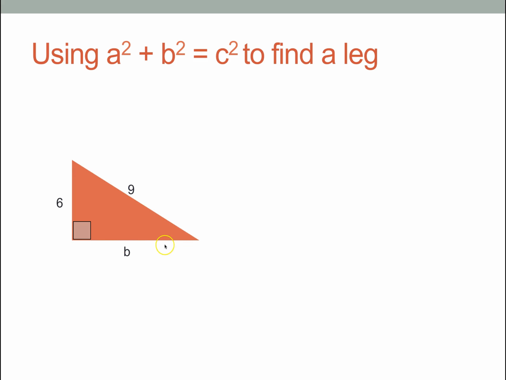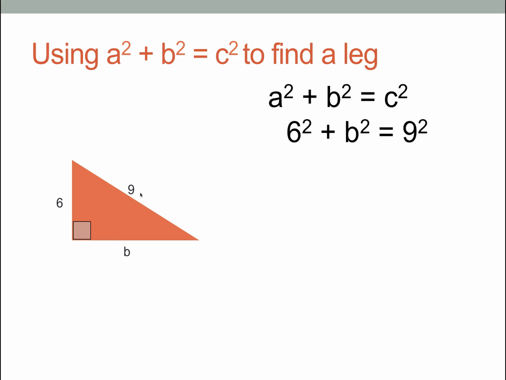So let's try another one, except this time, instead of finding the hypotenuse, we're going to find one of the legs. So we still use the Pythagorean theorem. The only difference now is we're going to solve for a or b, and we're given c. So it's really important that you pay close attention to where you put your numbers. So I'm going to use 6 for a, and I'm going to use 9 for c, and we're going to find b. We're going to find one of the legs.